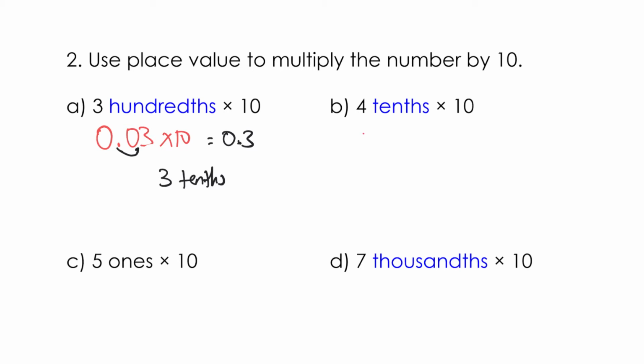4 tenths is written like this. When you multiply that by 10, you move the decimal over this way. You're going from tenths to ones. It's 4. And if you did this on a calculator, you would see exactly what I'm talking about. 5 ones, it's 5 times 10, which is 57 thousandths.